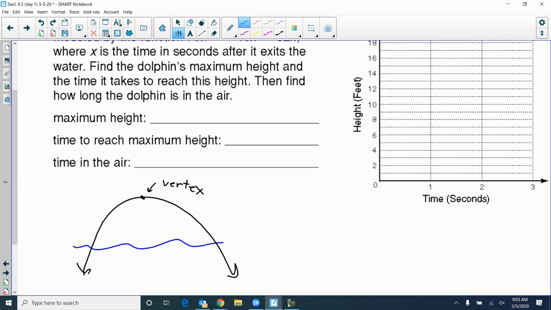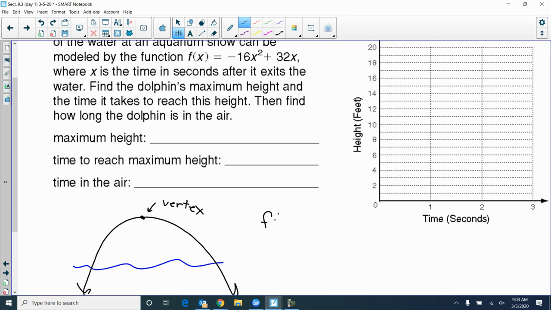Well, how do you do that? It's just what we did yesterday. You got to find x equals, use x equals negative b over 2a. So now what is the equation? The equation is f of x. Okay, so for x equals negative b over 2a, it's going to be negative 32 over 2 times negative 16. In the end, it's going to be positive what? 1. Now to find the height, you got to plug in 1 into the equation.